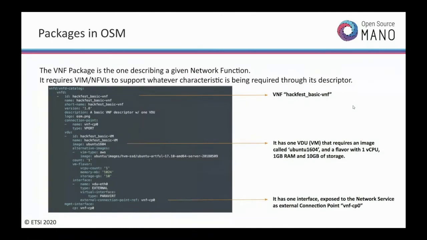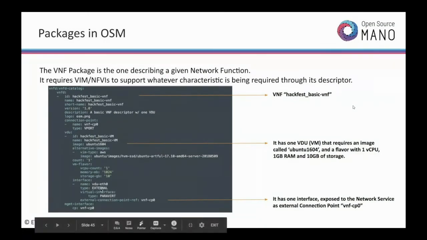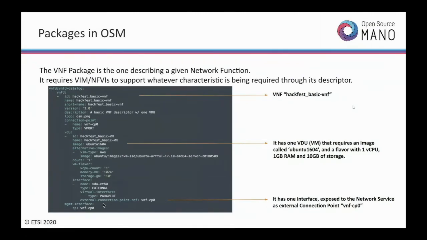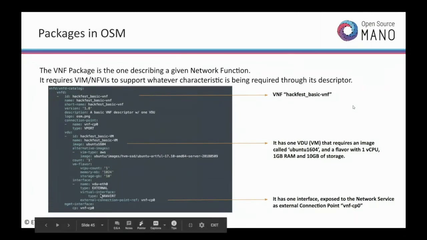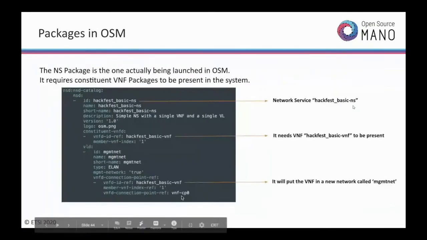We talk about internal connection points when we have more than one VDU in the same VNF, so that we can interconnect the VDUs between each other. It has one virtual interface of type paravirt. We can put here SR-IOV, pass-through, or other values that make sense to identify how the VM is going to be connected to the network. And it has the external connection point reference called VNF-CP0. So this is a name that I'm using in the network service descriptor to refer to the connection point that will be connected to any given virtual link or network.